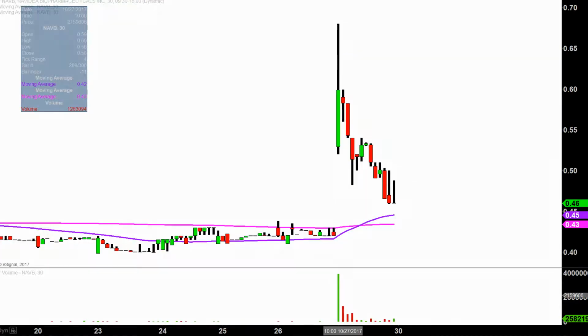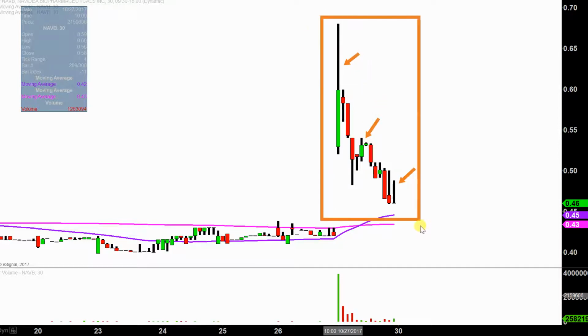Real quick, what do I mean by 30-minute, in case maybe you're new to charts? Instead of each one of these candlesticks representing one day's worth of price action, which is what you would normally see, each one represents 30 minutes. So while this may look like several days' worth of time, it's actually just today's price action broken down into 30-minute time slices.